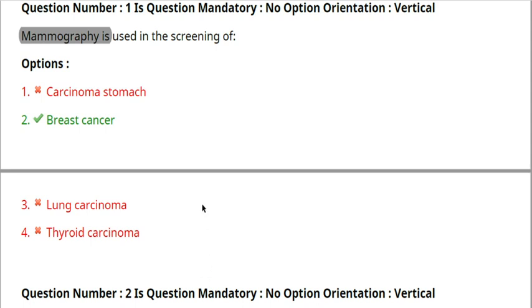So today we'll be studying the ICMR JRF 2020 year question paper. First we'll be dealing with Section A questions and then we'll be moving to Section B questions.